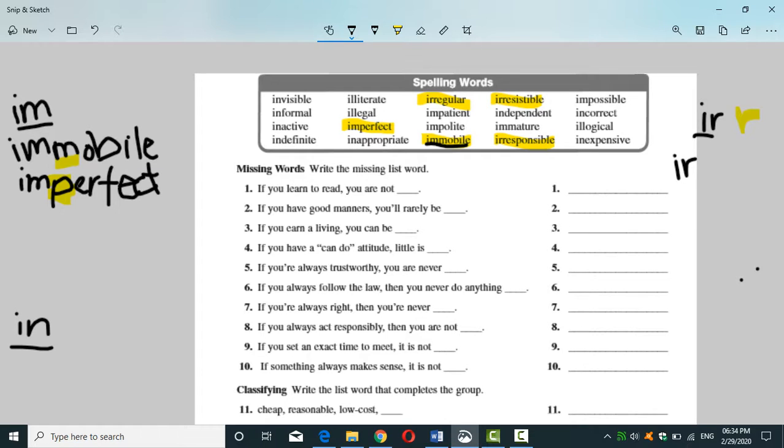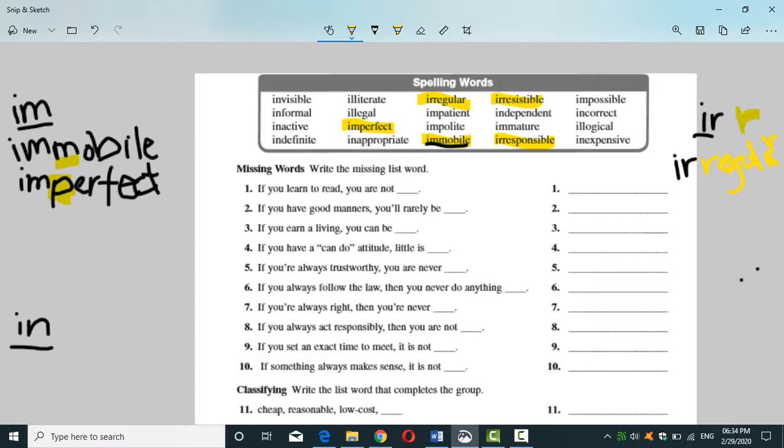Irregular. Let's change the color to one that suits this, irregular. I hope you can see it. You don't believe how hard it is to write with a mouse. Sorry, okay, this is irregular.